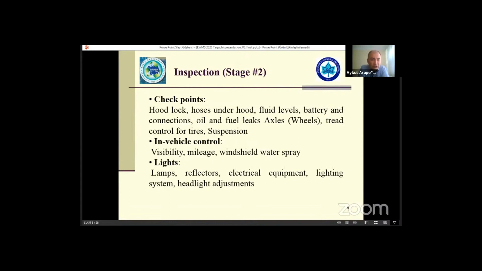In the second stage, the checkpoints are like the hood, hoses under the hood, fluid levels, battery and connections, and so on. And also some in-vehicle controls are made. The visibility check, mileage, and the windshield water spray are also checked. Lights, reflectors, electrical equipment, lighting systems, and headlight adjustments are checked in the second stage.